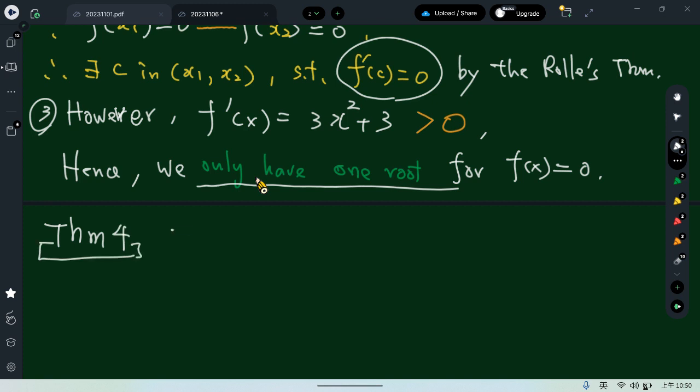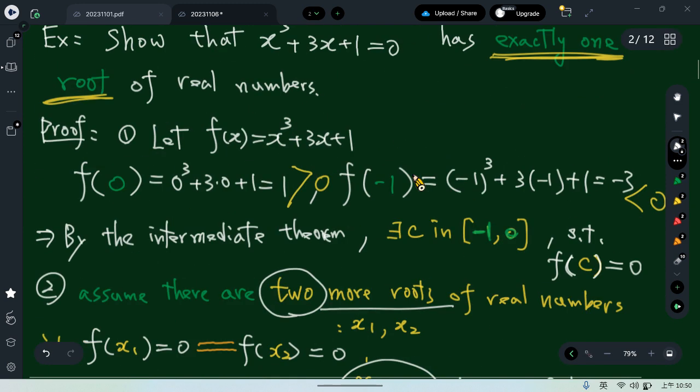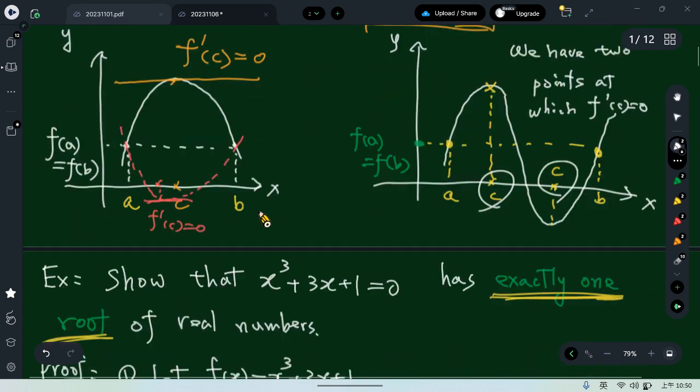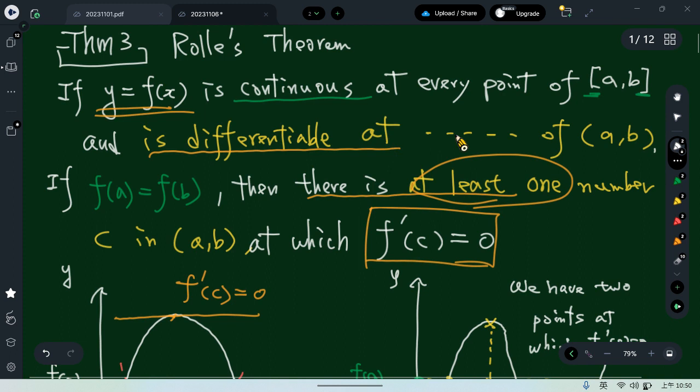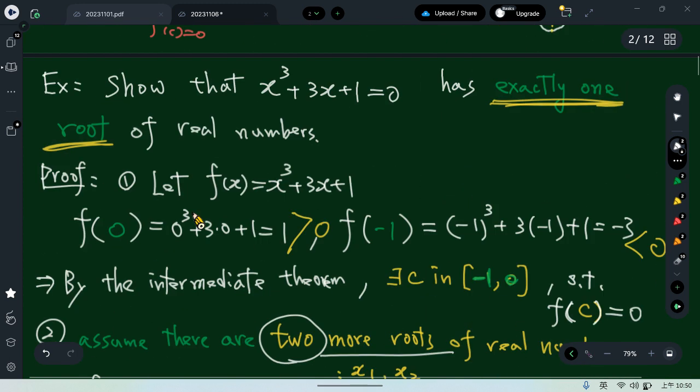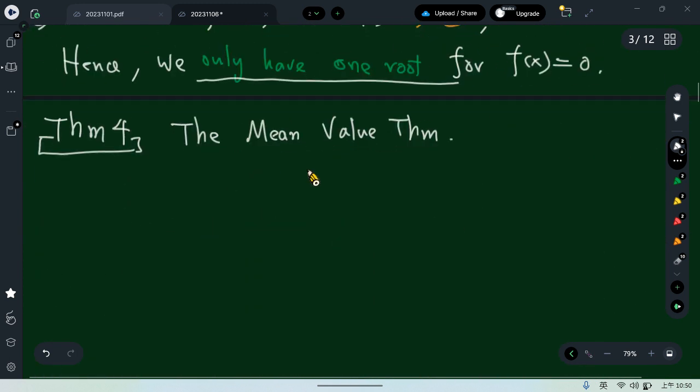Theorem 4, the mean value theorem. What is the mean value theorem? Actually, it's quite similar to Rolle's theorem, but there is something different. As in Rolle's theorem, we need to have the condition f of a is equal to f of b. But for the mean value theorem, it's more general. So let's just see what the statement is.